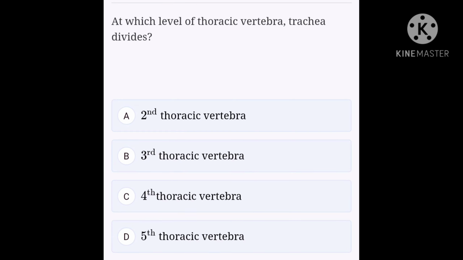Next question. At which level of thoracic vertebra trachea divides? Option A second thoracic vertebra, option B third thoracic vertebra, option C fourth thoracic vertebra, option D fifth thoracic vertebra. Option D is the right answer.